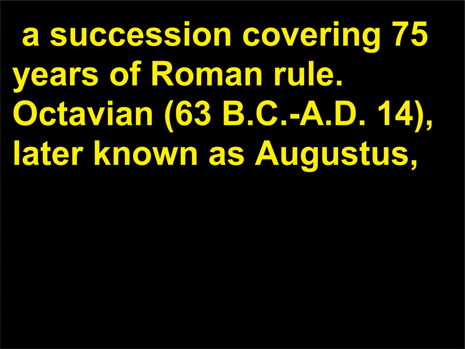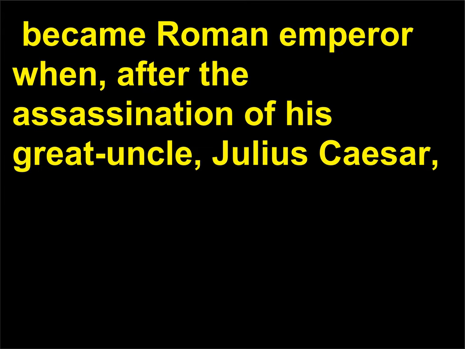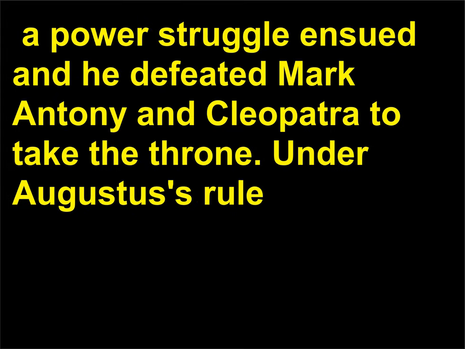Octavian, 63 B.C. to A.D. 14, later known as Augustus, became Roman emperor when, after the assassination of his great uncle, Julius Caesar, a power struggle ensued and he defeated Mark Antony and Cleopatra to take the throne.